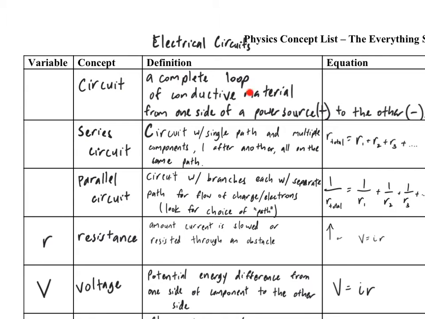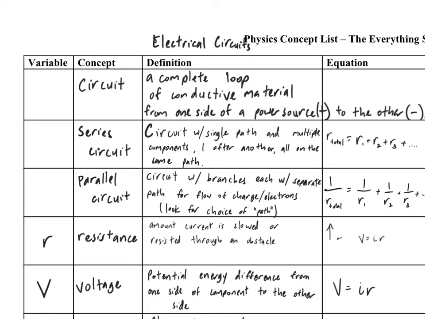So a circuit has to go in one full circle or oval or square. The shape doesn't matter, but it does have to connect to itself. It has to be made of something conductive. So metal is usually pretty conductive. Paper, probably less conductive. So it does have to be made of something that will conduct electricity. And it has to be a complete loop of conductive material from one side of a power source, the positive side, to the other side of the power source, the negative side.